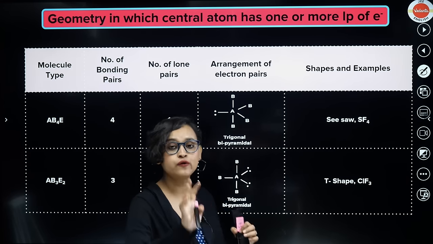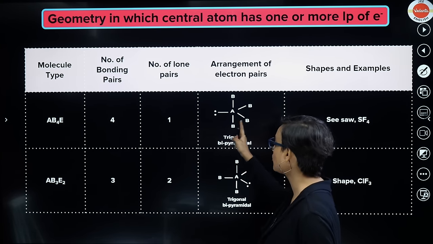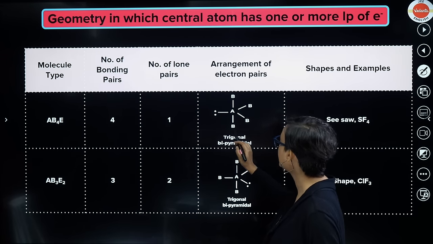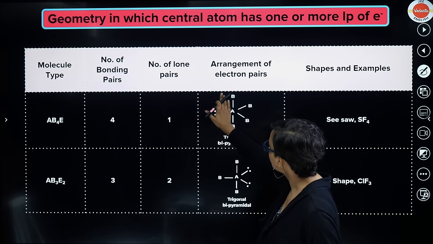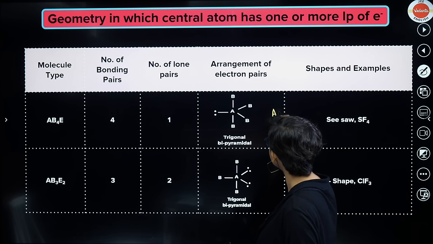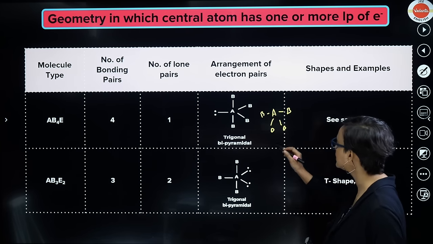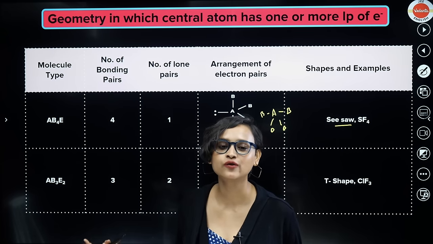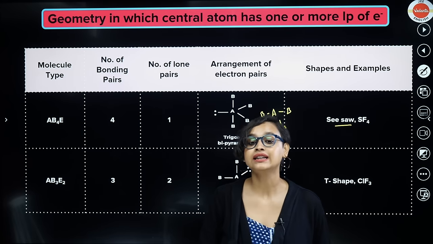Now, what if you have 4 bond pairs and 1 lone pair? This time, it is 4 plus 1, 5. Steric number 5 means trigonal bipyramidal. Basically, you just close this. What shape do you see? When you close this, it looks somewhat like this, right? Bond, bond, and then bond, bond. Doesn't it look like a seesaw? And exactly what we wrote, seesaw. SF4, seesaw. Great, okay.